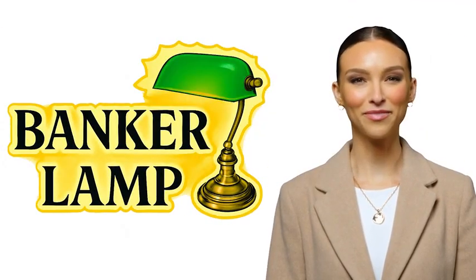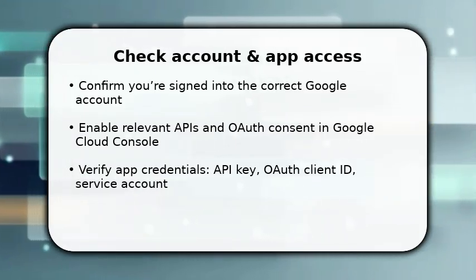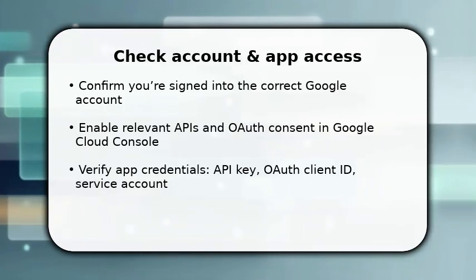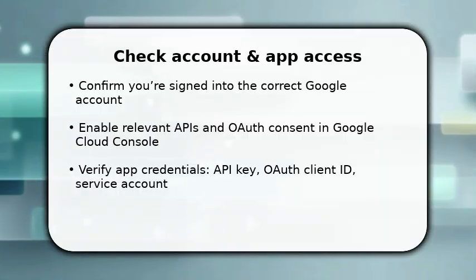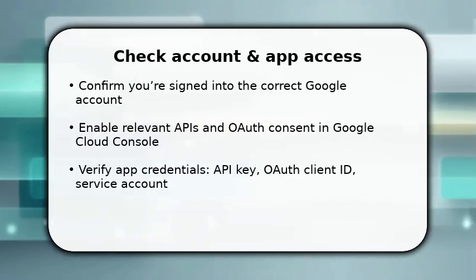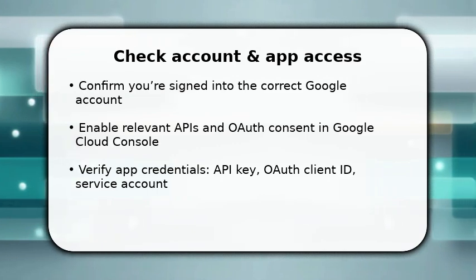You start by confirming account and app access. Sign into the exact Google account used by your app, then open Google Cloud Console and check that the API you call is enabled. Once done, make sure your credentials match the request: API key for simple APIs, OAuth client ID for user flows, or a service account for server-to-server calls. You do this now because many 403 errors come from missing or mismatched credentials rather than code problems.